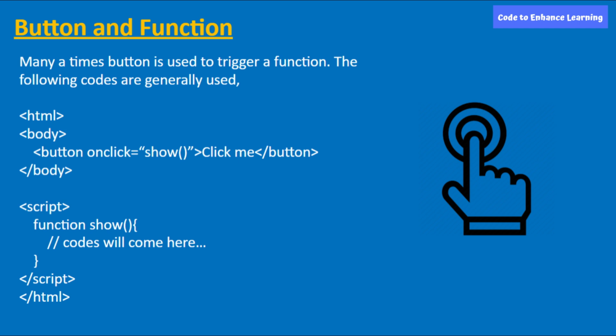Take a look at this code. So, we have written the button like this. This means when we click this button, it will call a function named show. Then in the script tag, we define that function like this. Right now, it's empty, but we will add code inside it later. This is how we connect a button to a function in JavaScript.